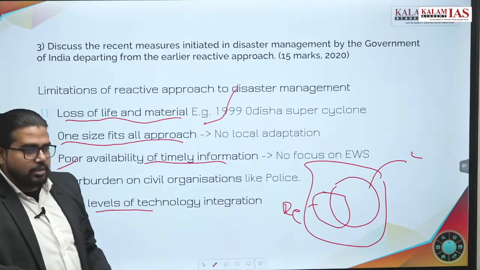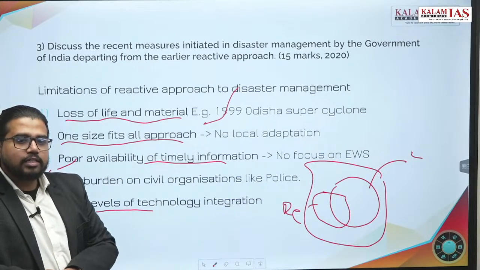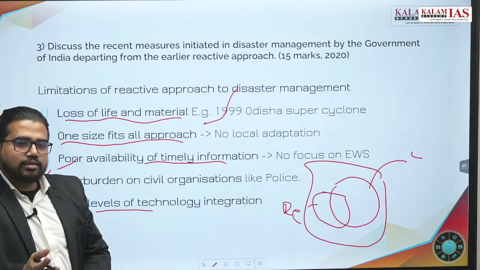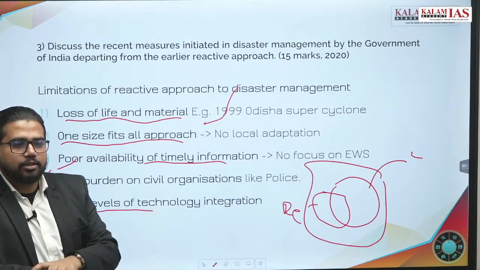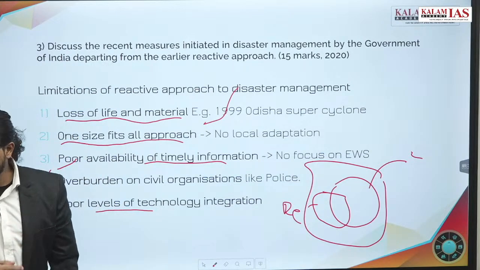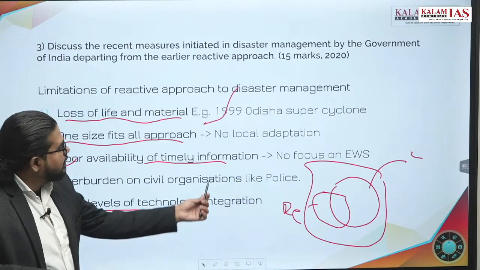Poor level of technology integration, despite so many opportunities. How is a cyclone predicted? Satellite imagery. Even tsunami, everything uses satellite sensors. Take a pick. Go ahead. What is next?